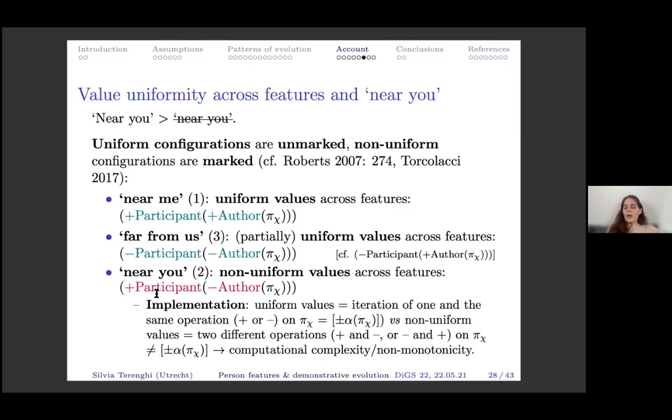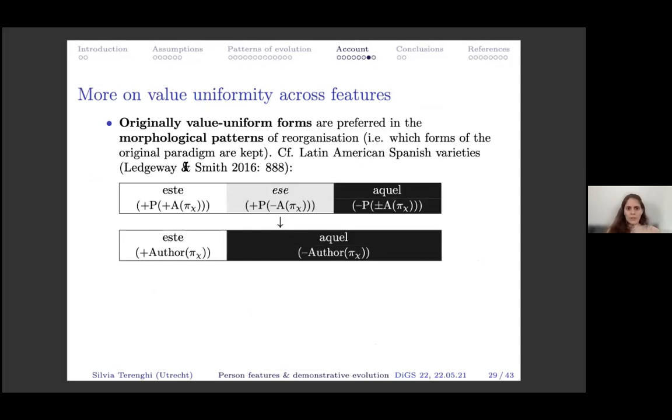the form. Note also that originally value uniform forms are preferred when it comes to morphological continuity in reduced paradigms. So we've seen that already for Italian. Here is an example from Latin American Spanish, where, as you can see in this table, only the forms that have uniform values across features are actually preserved in change.